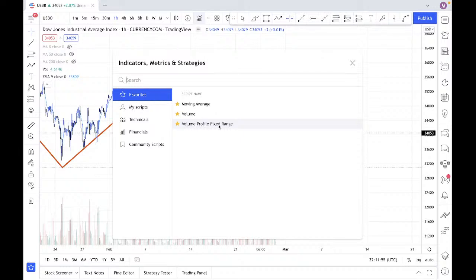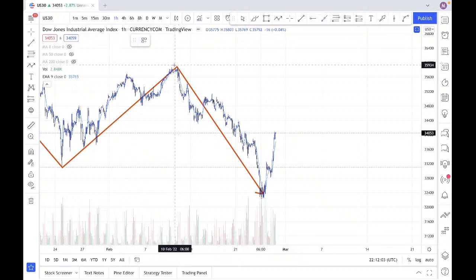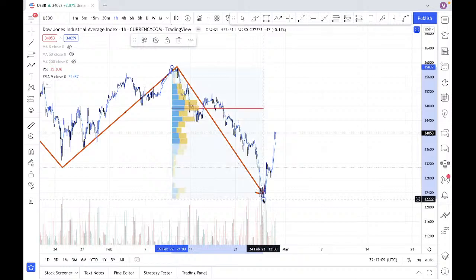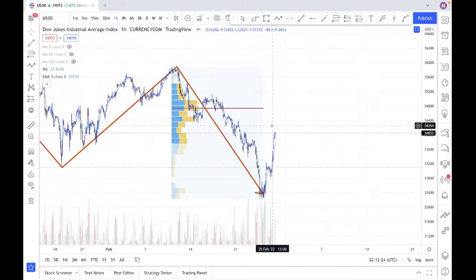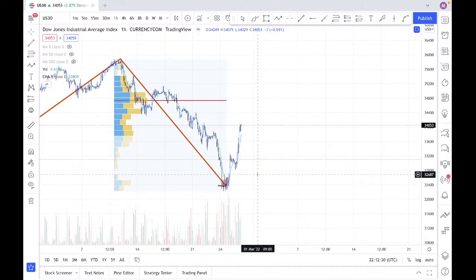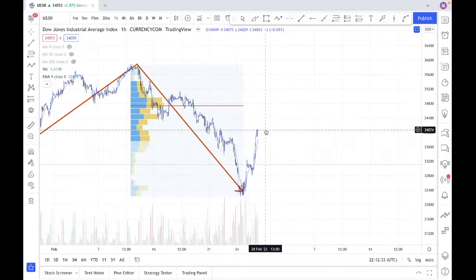I'll look for this volume profile fixed range. So that's the first thing, the first indicator you will need on your charts. So I'll grab that. And this will be your volume profile. So I did post this in the strategy section. So all this volume profile is the volume from this impulse move, from the top to the bottom of this impulse move.